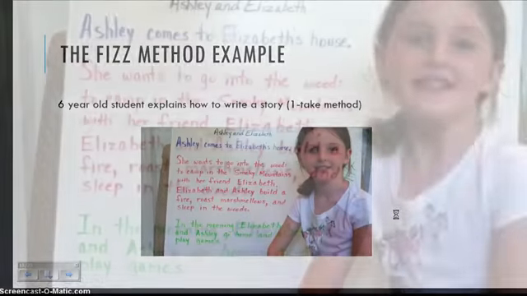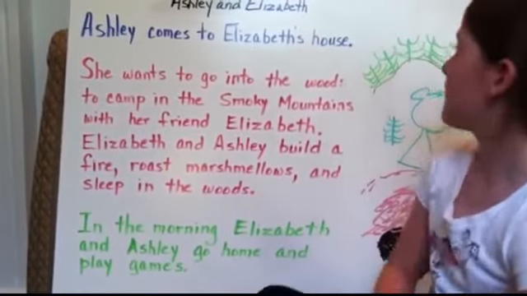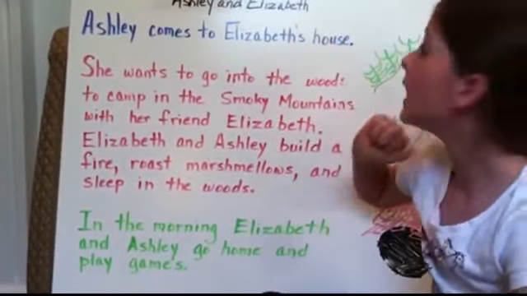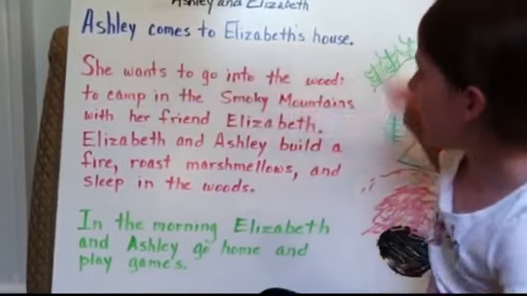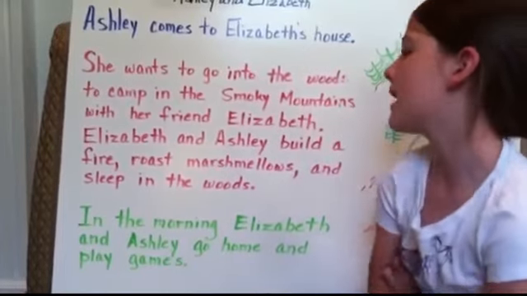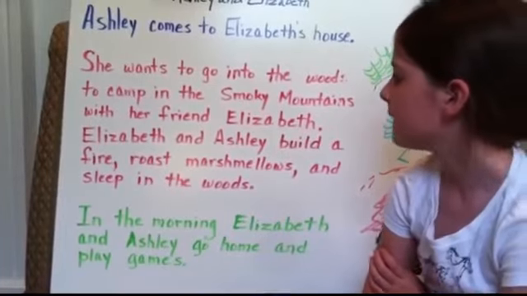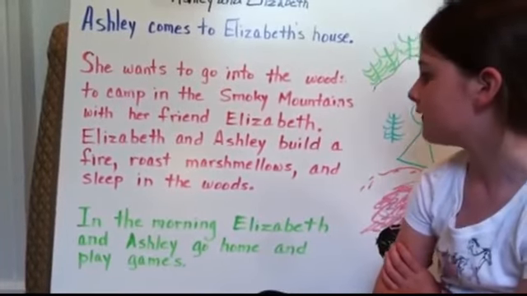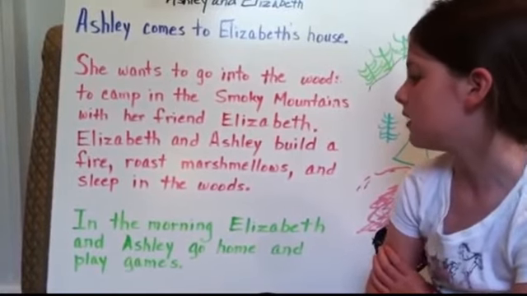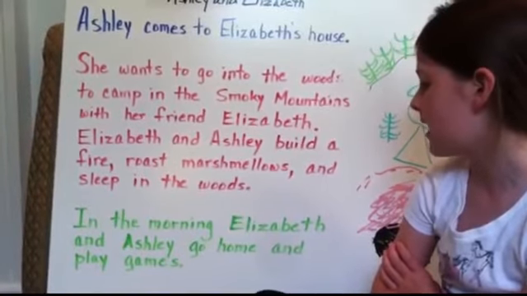Here is an example of the FIZ. Today I'm going to teach you how to write a story, and I'm going to show you the title of my story. It's Ashley and Elizabeth, and I'm going to start the story. Ashley comes to Elizabeth's house. She wants to go into the woods to camp in the Smoky Mountains with her friend Elizabeth. Elizabeth and Ashley build a fire, roast marshmallows, and sleep in the woods. In the morning, Elizabeth and Ashley go home and play games.